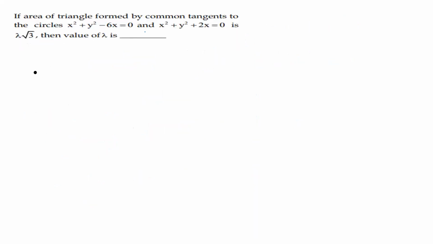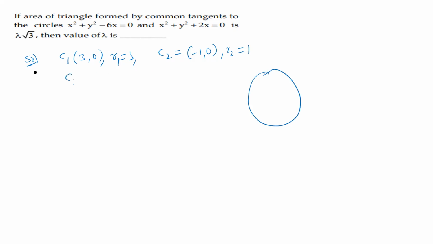Next, the area of the triangle formed by the common tangents to the circles. Okay, first circle: what? Center C1. I'm taking 2g is 6 now, so minus 3 comma 0 will come. Radius R1 is 3. Second circle: 2g is 2, that g is 1. F value 0. It is minus 1 comma 0. R2 is clearly 1 radius. That's the big circle, the first circle. Okay.